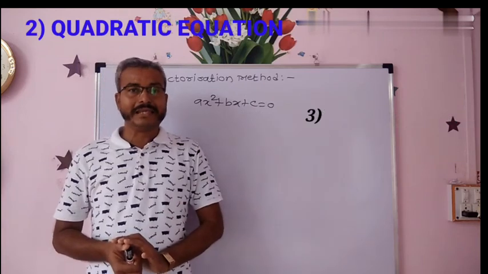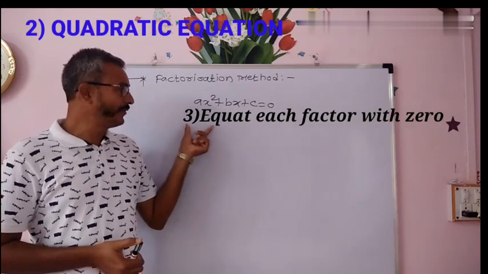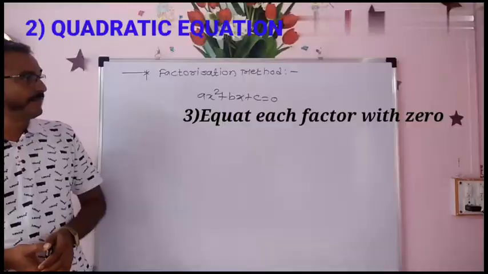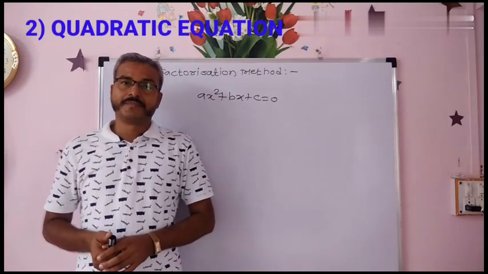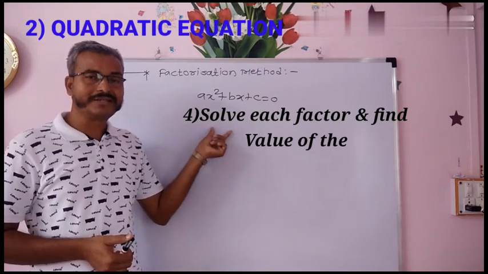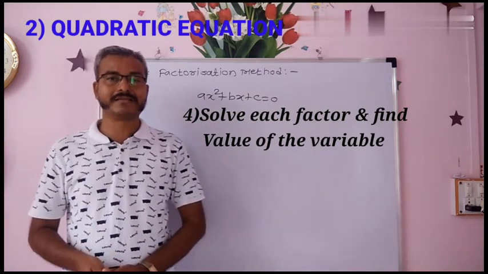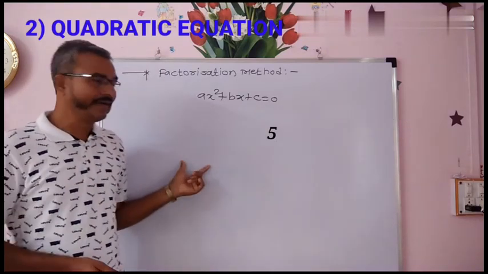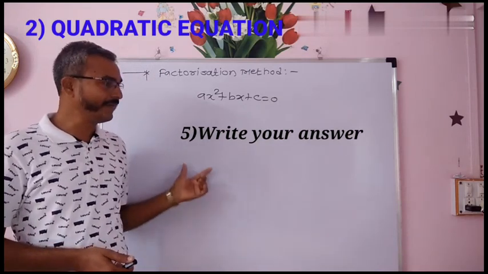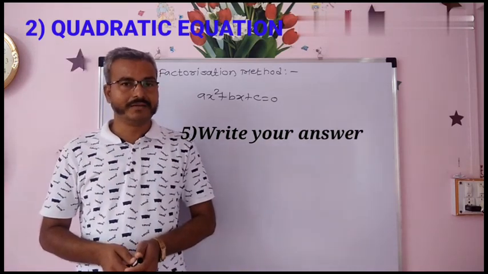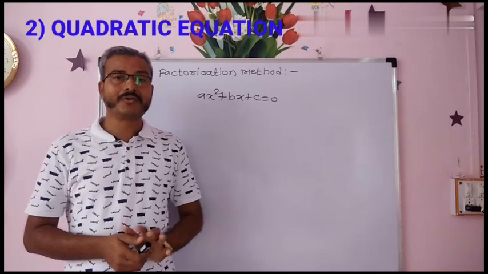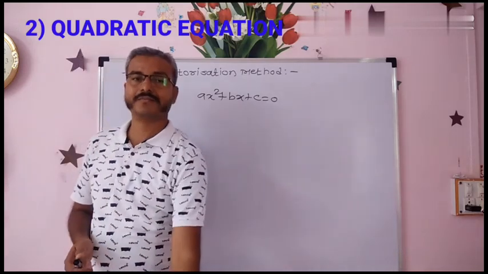Third step, equate each factor. We get two factors here, and we equate these two factors with 0. Fourth step, solve each factor, that is, each factor is equal to 0, then solve and find the value of x. And the last step is to write your answer. The value of the variable is the root of that equation. Let us see practically, by taking one example, how to solve it by the factorization method.